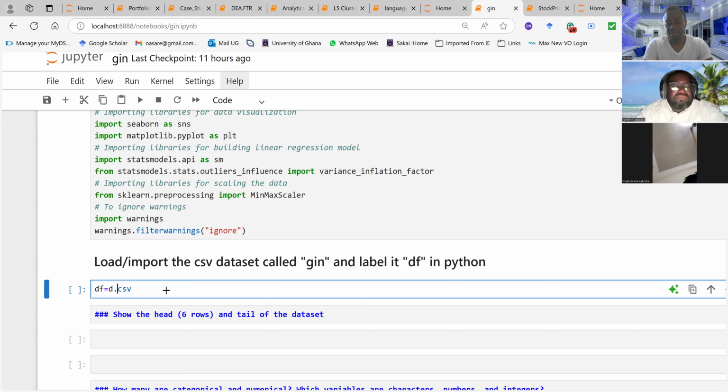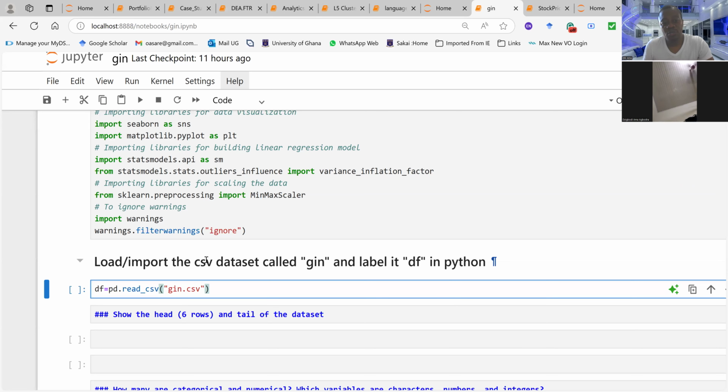You do pandas, sorry, did I say pandas? Sorry. pd.read_csv, into brackets. The name of the data is gen, so you bring your apostrophe and type gen.csv. Now close the bracket. Okay. So this will load the data set easily for us.